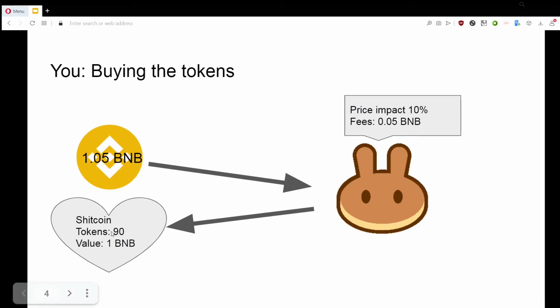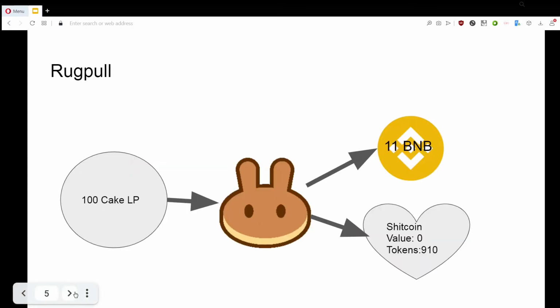So at this point you have 90 tokens and it's worth 1 BNB. And you think everything is nice, and others will buy it, and then you can sell at a higher price and make some profit on it. However, instead of this, what happens is the token owner comes back and takes the 100 Cake LP and gives it back to PancakeSwap and removes the liquidity. So when this happens, they receive back 11 BNB and 910 shitcoins.